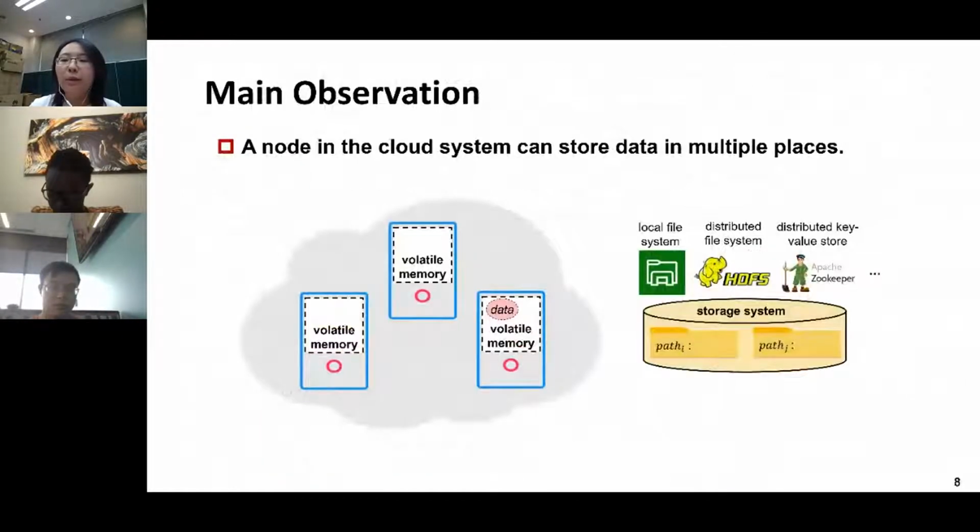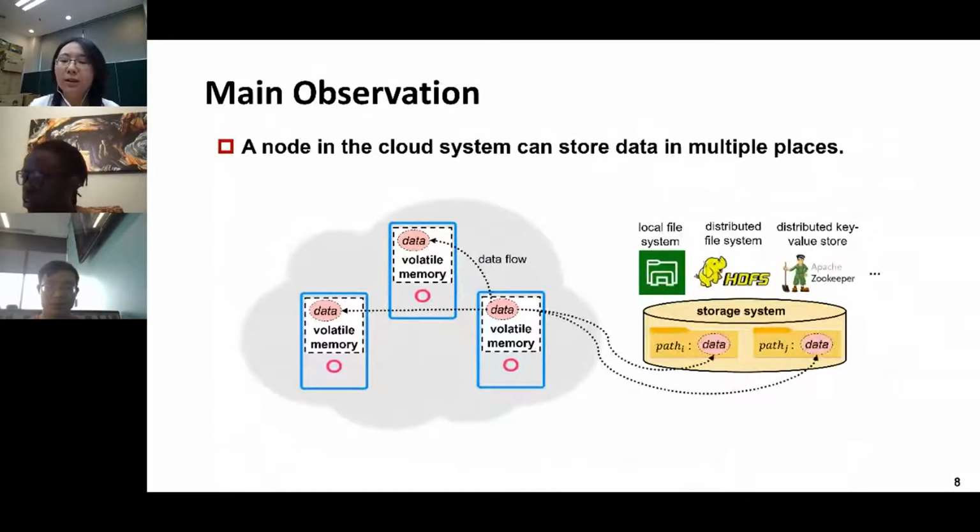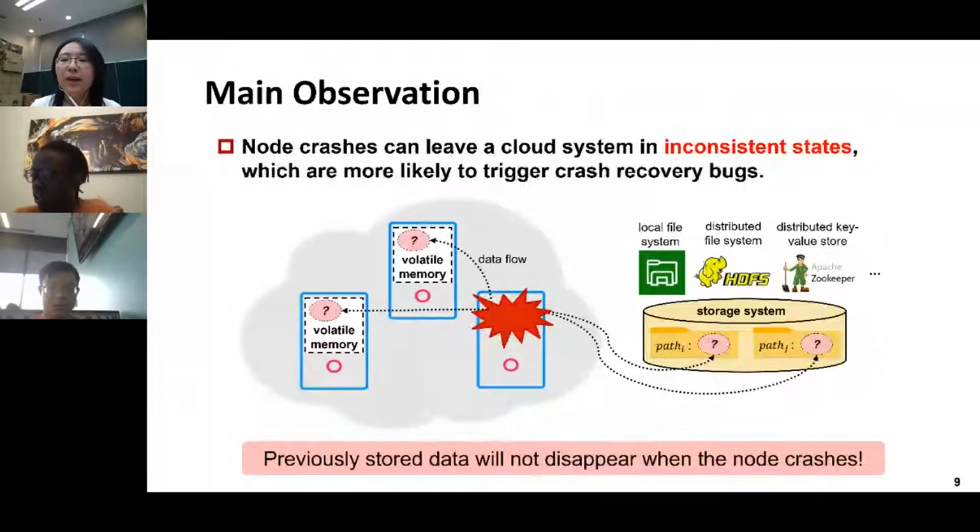As shown in the previous example, a node in the cloud system can store a piece of data in multiple places. For example, a node can store data to another node through messages. A node can also store data to different paths in a storage system. We refer to a pair of I/O operations that store common data to different places as a related operation pair. Node crashes that happen at a specific time can leave a cloud system in inconsistent states. Crash recovery bugs are more likely to occur in these inconsistent states.